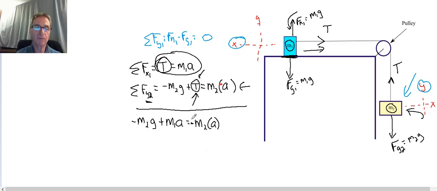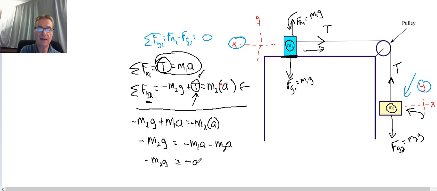So what can we do? Well, I can subtract m1a from both sides, and I end up with negative m2g is equal to negative m1a minus m2a. I collect my terms on the right-hand side, and I get negative m2g is equal to negative a times m1 plus m2. The negative sign distributes, so we're good there.